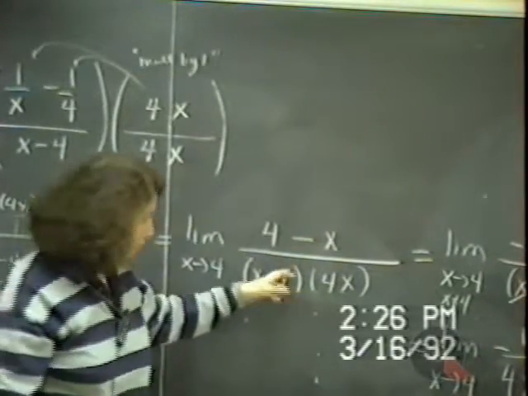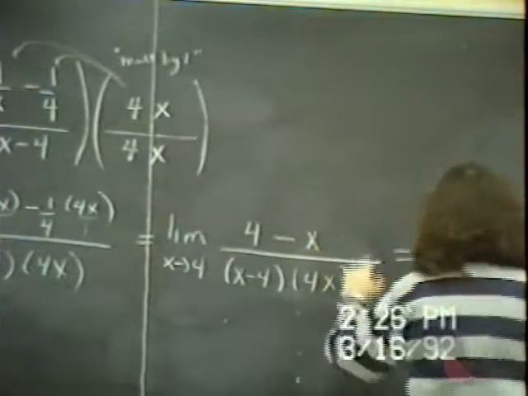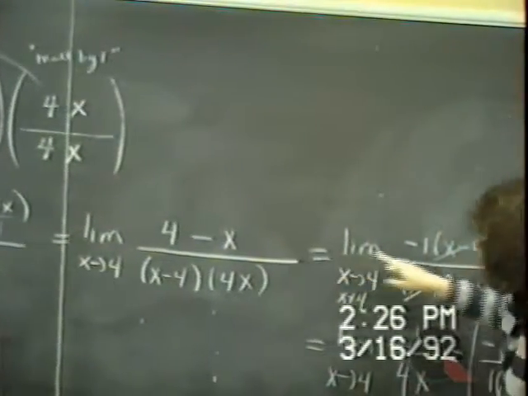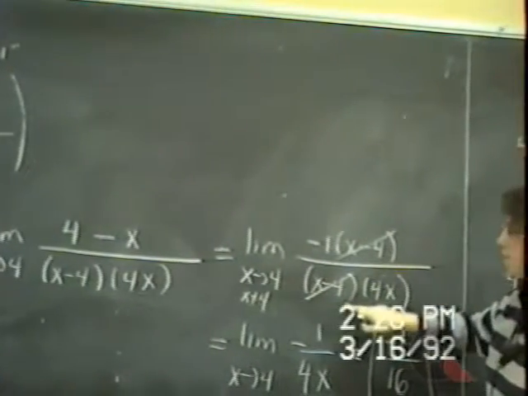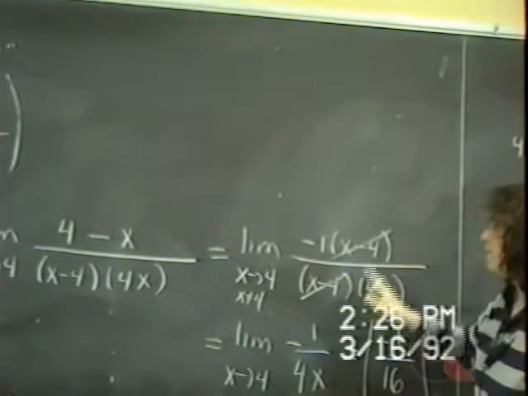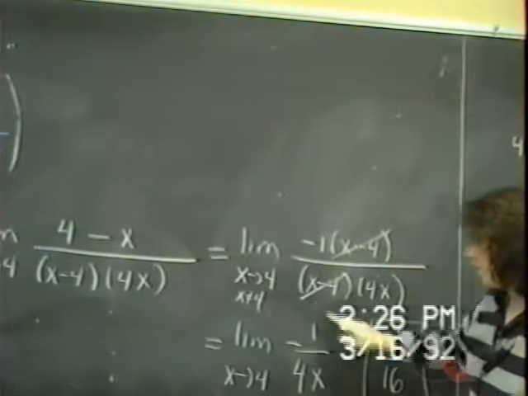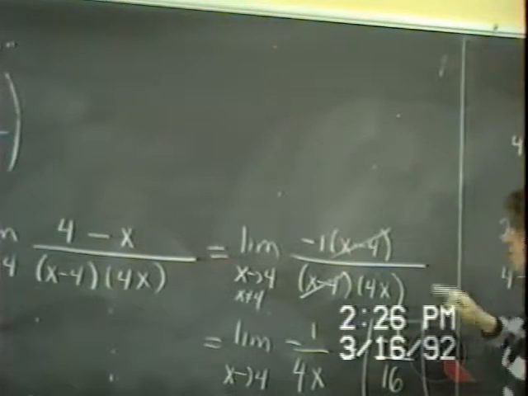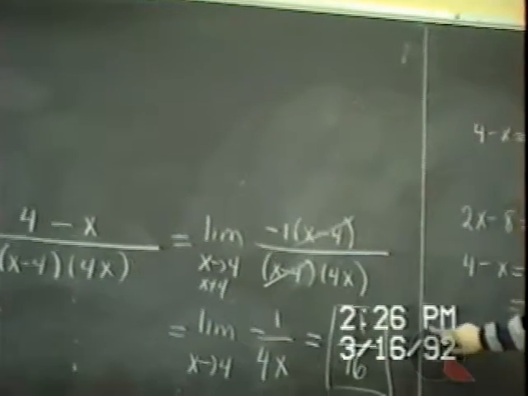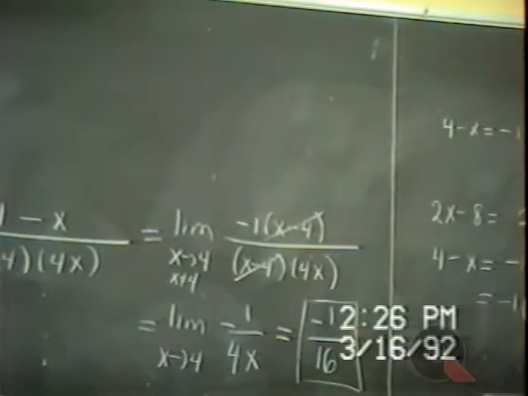And then we used our factoring. A little tricky here, but we were able to factor 4 minus x into minus 1 times x minus 4. The x minus 4's were then canceled. And then we had an equivalent limit problem that was much easier to solve. And the limit was minus 1/16.